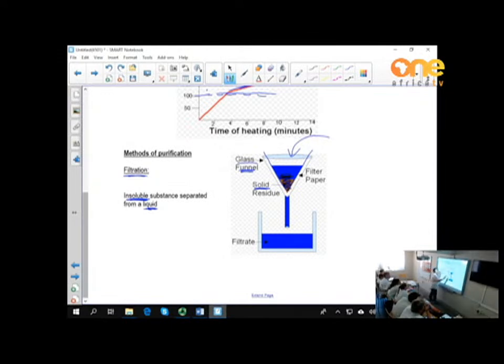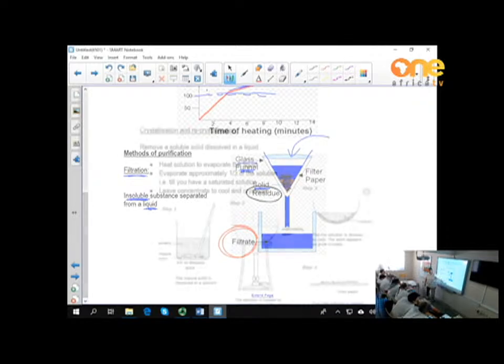The stuff that is left behind is called the residue. You must know the term. And then the stuff that runs through is known as the filtrate. In this case, if it was sand and water, sand is the residue, water is the filtrate.